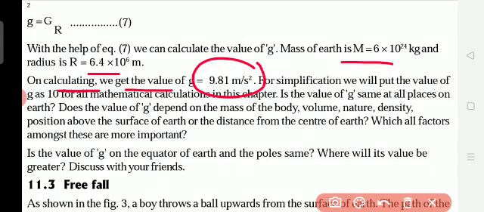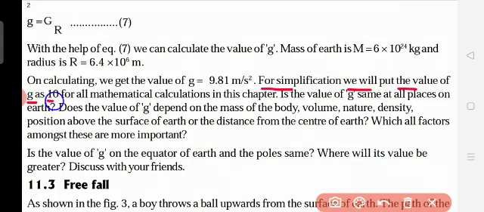Here g means gravitational acceleration, which is 9.81 meter per second square. That much acceleration is produced on the body. For simplification, we will put the value of g as 10 for all mathematical calculations in this chapter. The value of g, the gravitational acceleration, is always the same: 9.81 meter per second square, otherwise we can say 10 meter per second square.